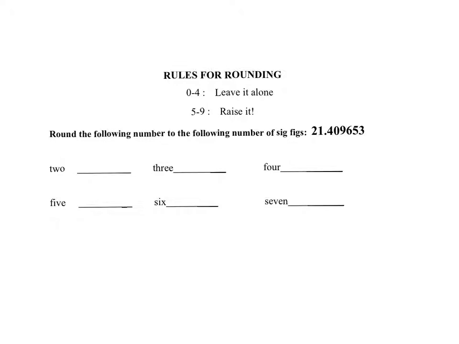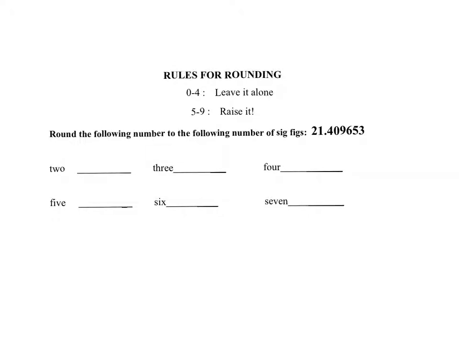If it's from a 0 to a 4, it rounds down. If it's from a 5 to a 9, you raise the number. Rounds up, rounds down. Same rules. So we have a number, 21.409653, and we're going to round it to the requested number of significant figures. So first it says round this to 2.